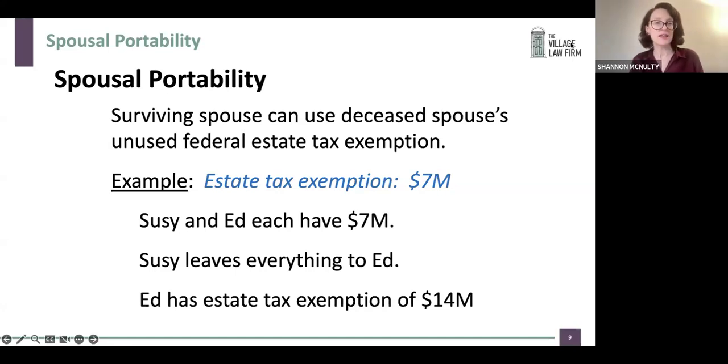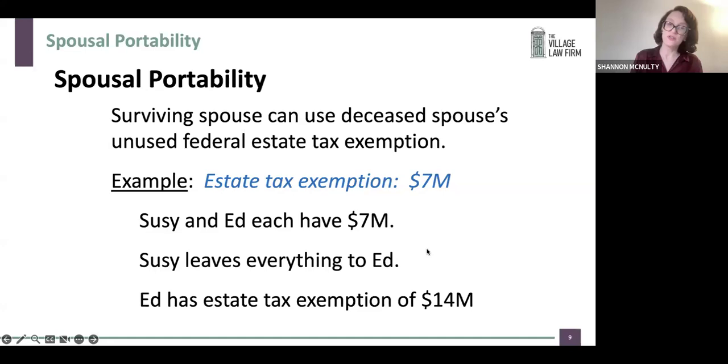Okay, so in this example, we have Susie and Ed. They each have $7 million. Susie passes away, leaves everything to Ed. Ed now has $14 million. But Ed can also inherit, basically, Susie's estate tax exemption of $7 million. So he now has an estate tax exemption of $14 million. So when he passes away and leaves things to his kids, there's not going to be any estate tax.